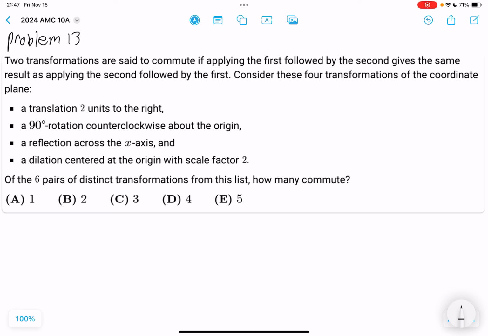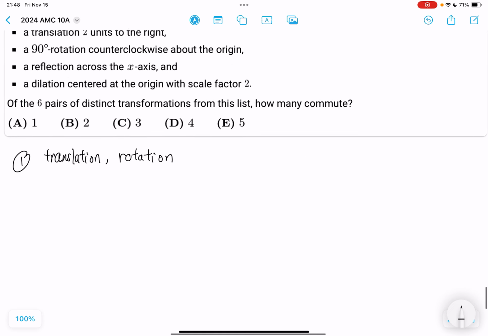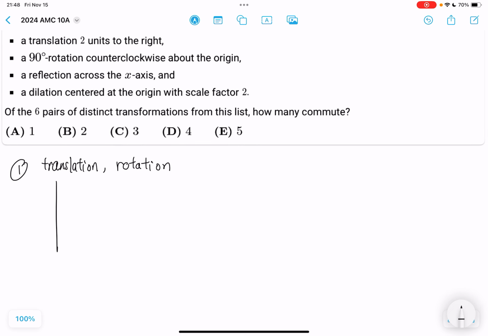Okay, so firstly, case 1 here is a translation 2 units to the right. So I'm just going to write translation, followed by a 90-degree rotation. So let's see if the translation and rotation actions commute. We can use a random point as a reference on the coordinate plane. For example, we can use point (2, 3).